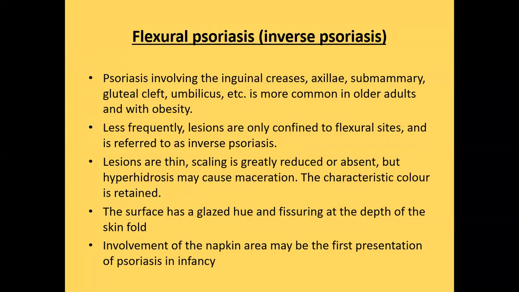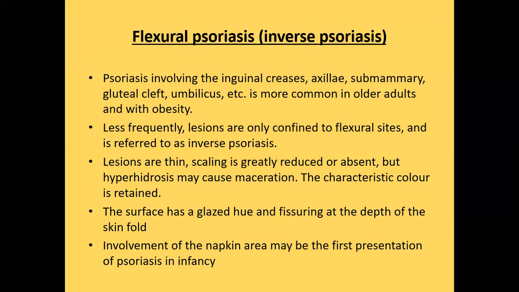Flexural psoriasis. Lesions involving the inguinal creases, axilla, submammary area, gluteal cleft, or umbilicus can occur in patients with generalized psoriasis. In such patients, these lesions are labeled as flexural psoriasis. Less frequently, psoriasis only involves the flexural areas, and no psoriatic lesions are seen on the extensor surfaces, which are the typical areas involved in psoriasis.